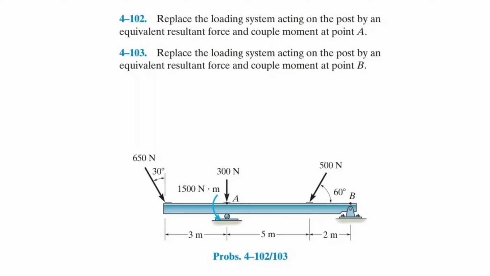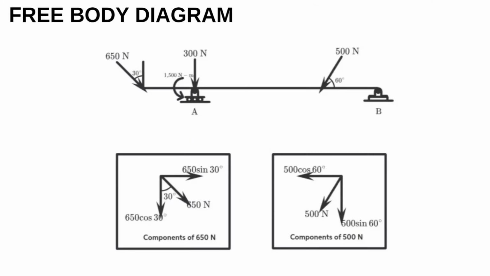All we have to do is simple: replace the loading system by an equivalent resultant force and a couple moment. And here is our free body diagram. Here we take the 650 Newton force as F1, the 300 Newton force as F2, and the 500 Newton force as F3, and the components of F1 and F3 are given here. We know that F2 has no horizontal component.